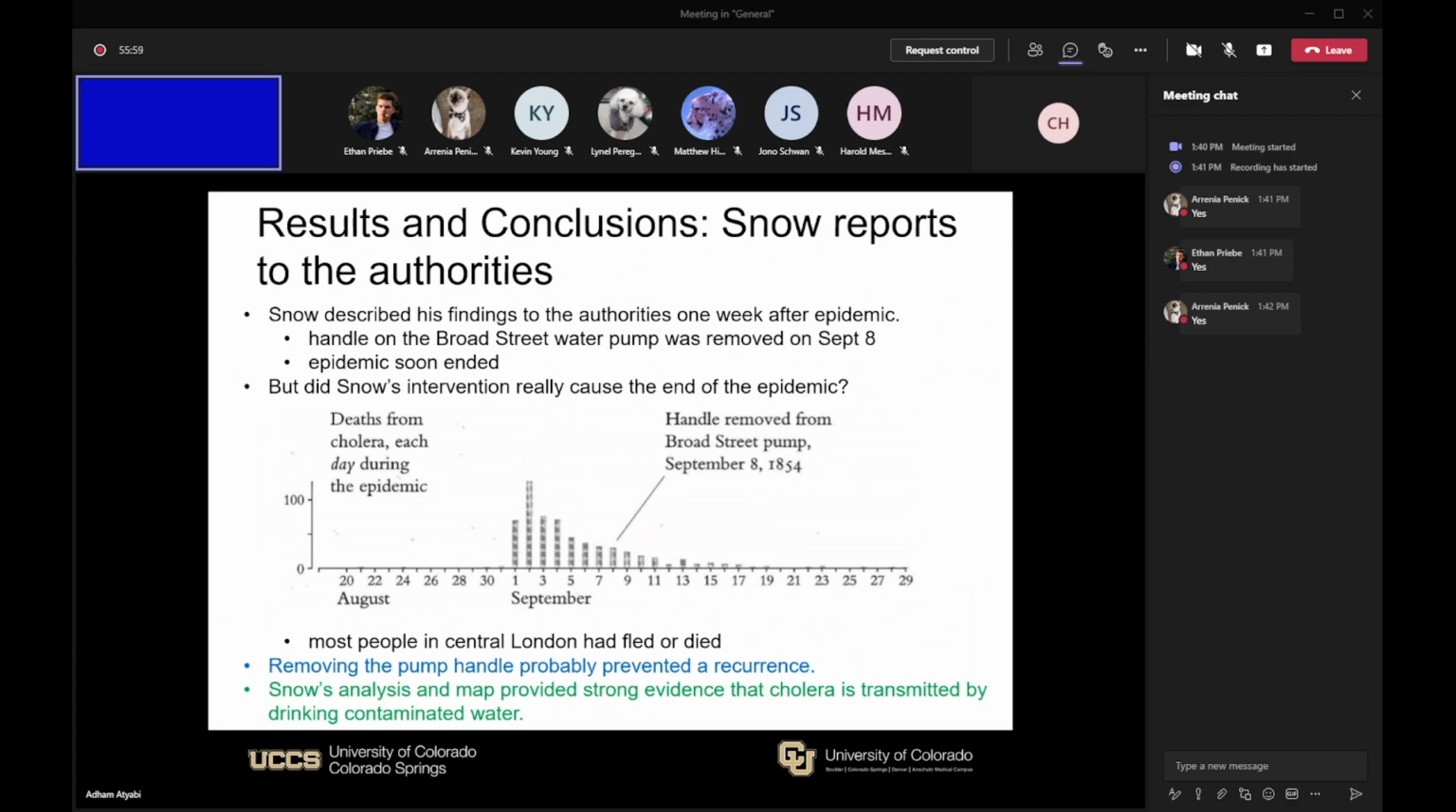ironically, the most famous aspect of Snow's work is also the most uncertain part of this evidence. It's not at all clear that the removal of the handle from the pump had much to do with ending the pandemic. As you can see in this time series, the epidemic was already in rapid decline by the time the handle was actually removed. Yet, in many retellings of this story, the pump handle removal is considered a decisive event, the unmistakable symbol of Snow's contribution.